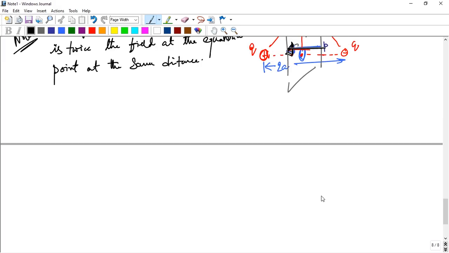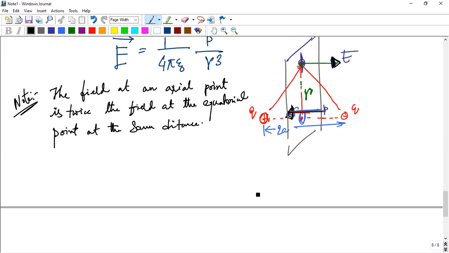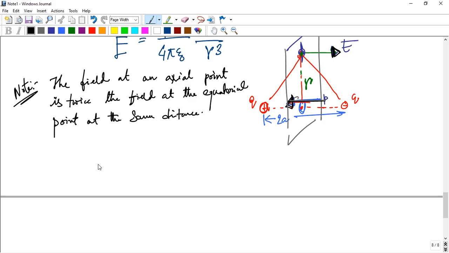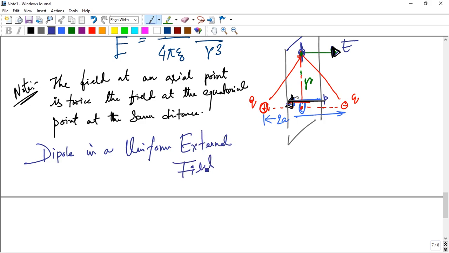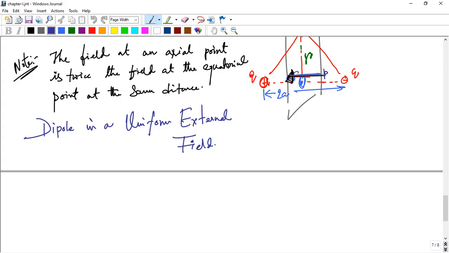So now we discuss another important concept, a dipole in a uniform external field. So discuss a dipole in a uniform external field. Obviously there is a uniform external field. The dipole experiences a torque but no net force.